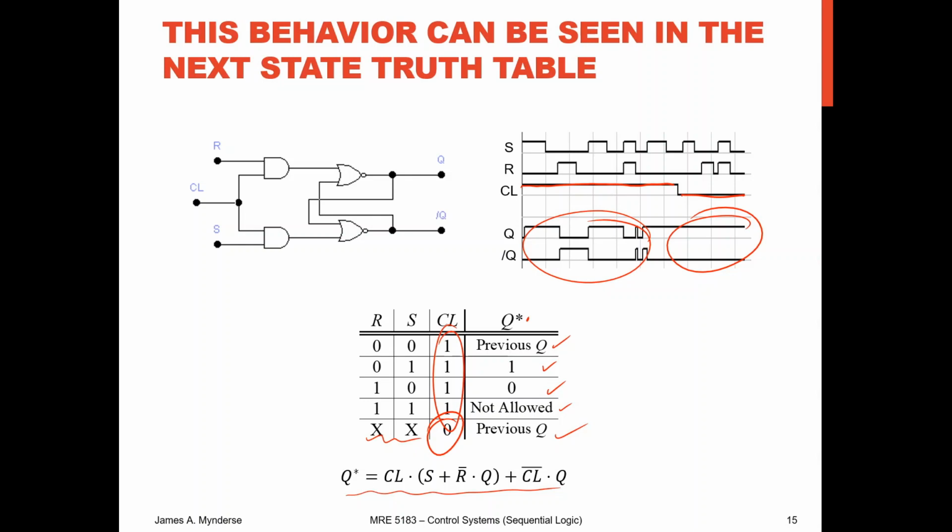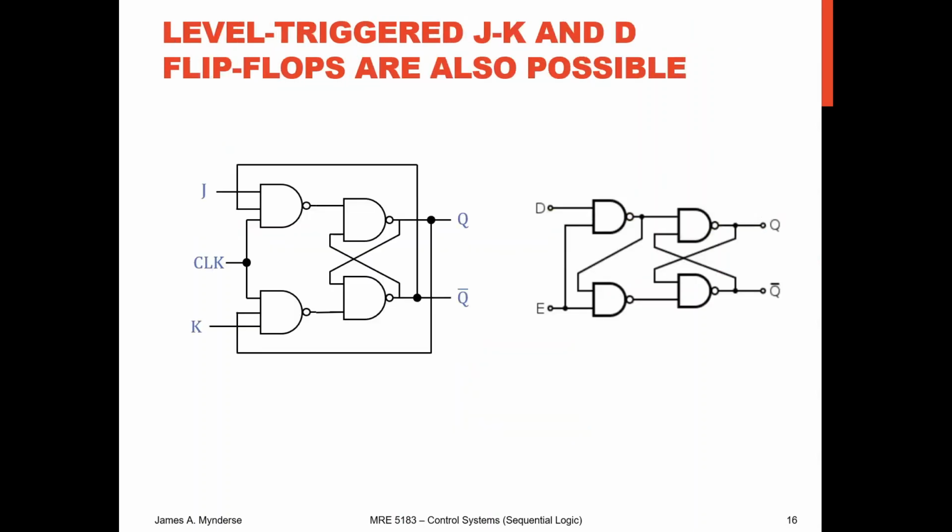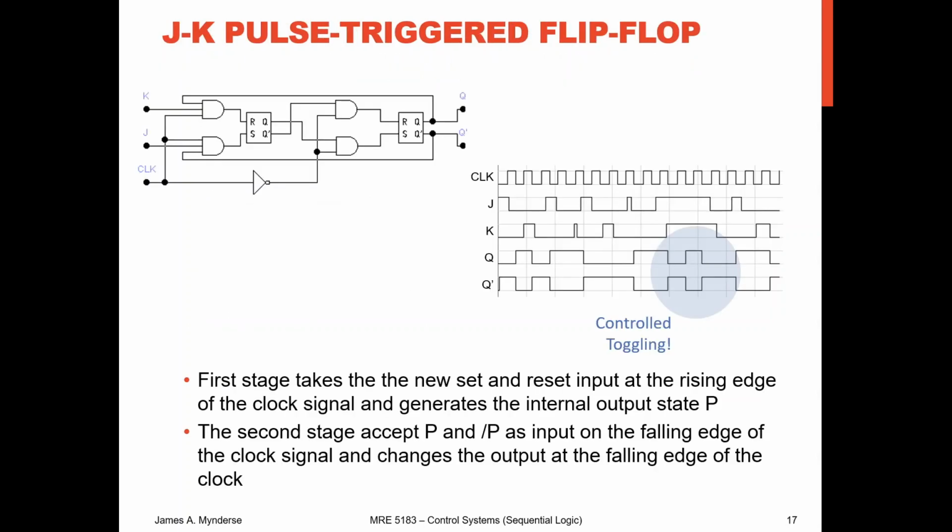Can you do the same thing with a JK or a D flip-flop? Absolutely. You can add in a clock signal just the same way. You could also add in pulse triggering. I personally don't have a lot of use for this one, but I'm sure there's a case where you would need it. And so in this case, what we've got is a JK. We've got 2 stages essentially. We've got a first stage and we've got a second stage. And so what we're looking for is the first stage is going to respond to a rising edge. The second stage is going to respond to the falling edge. And so when you get the rising and the falling, then you get this changing. So again, personally, not a lot of use for it. Maybe you'll see a use for it.